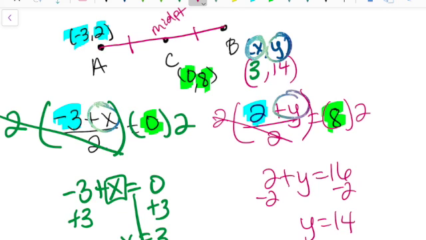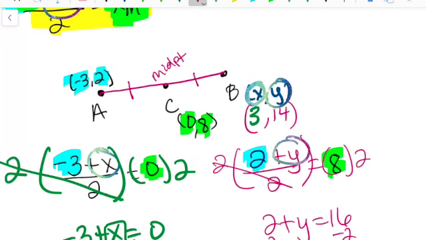So the endpoint, given that one endpoint is (-3, 2) with a midpoint of (0, 8), the other endpoint that we're looking for would be (3, 14).